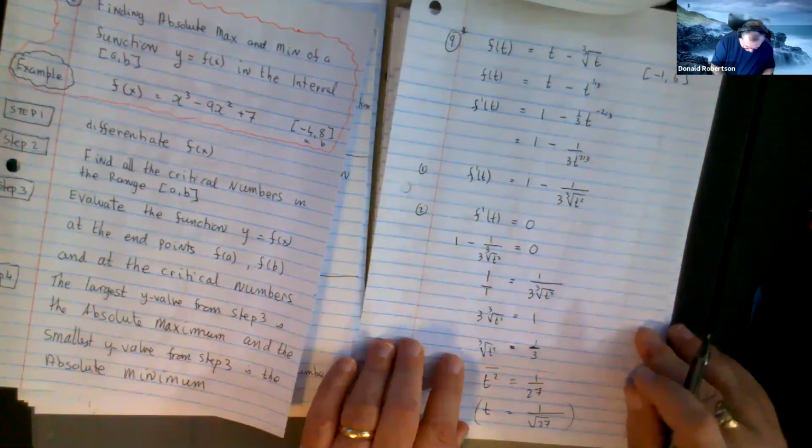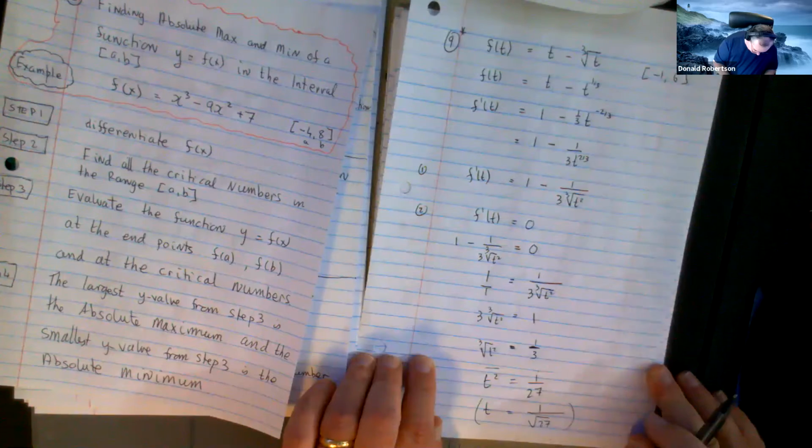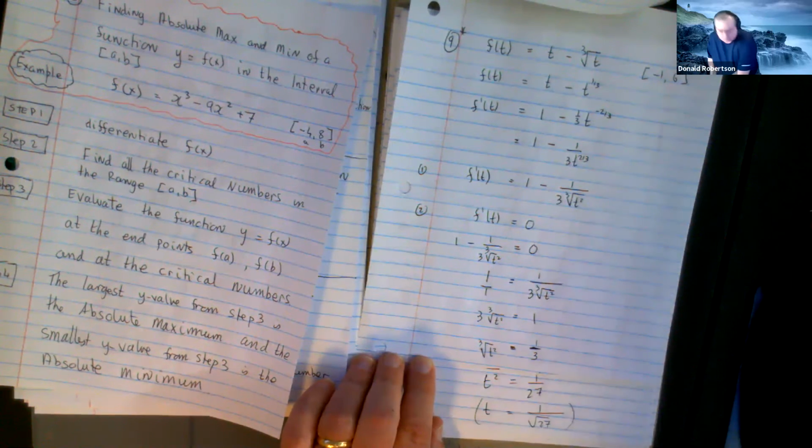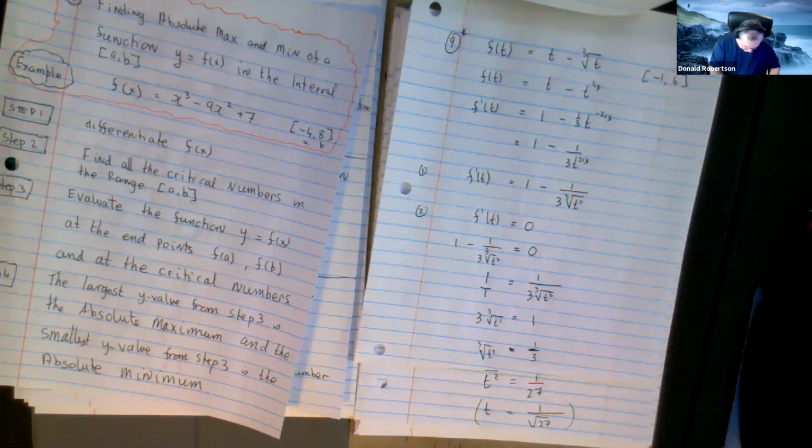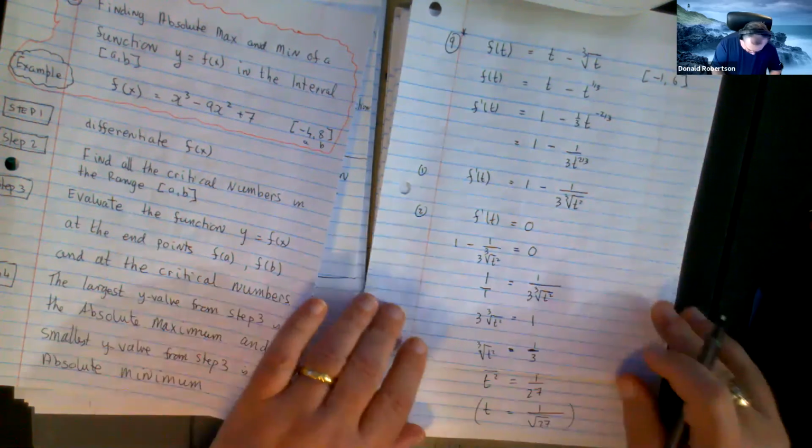That was a lot of work just to find the only critical number in town. And the critical number ends up being 1 over the square root of 27. I could make that pretty and rationalize the denominator and all that stuff, but I'm not going to because I don't need to. Because I'm just going to plug it into an expression later anyway. So it can stay that way.